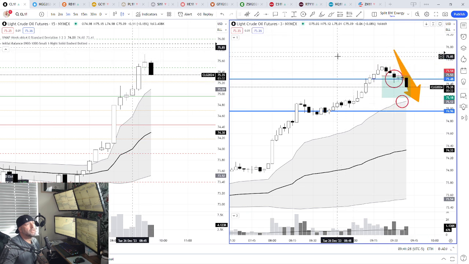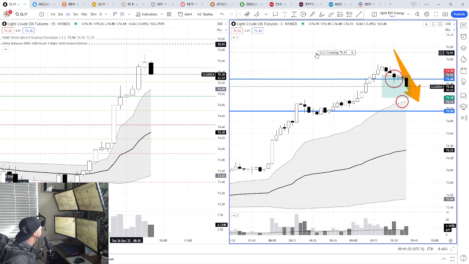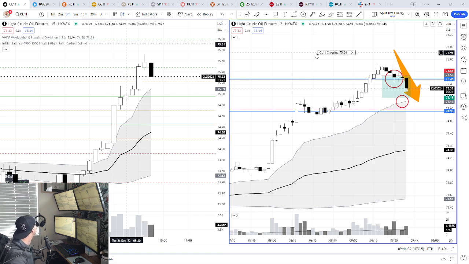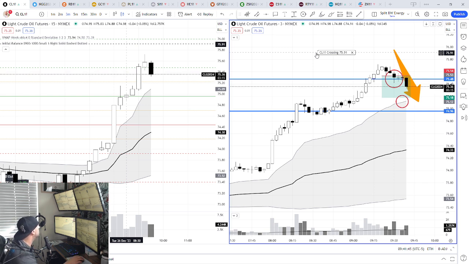My stop loss is now there. I'm 17 ticks in the money. 18. Let's go. Might move it up a little bit higher here. I'd like to get filled on this second contract. Got it.